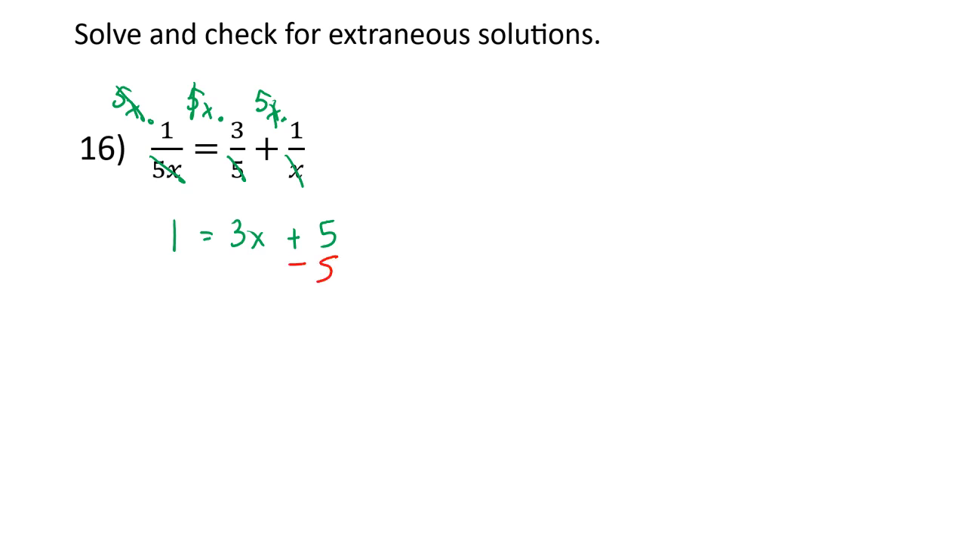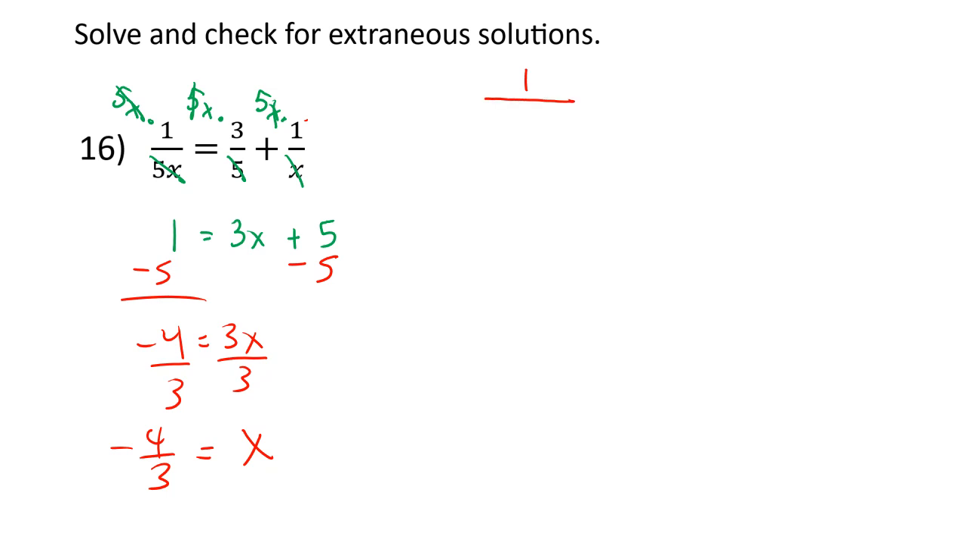Going to minus the 5 over. We get negative 4 equals 3x. We're going to divide both sides by 3. So we get negative 4/3. To see if that is a solution or if it's extraneous, I'm going to plug it in.